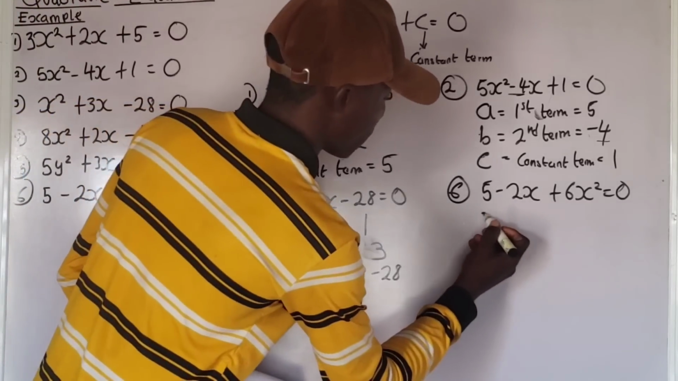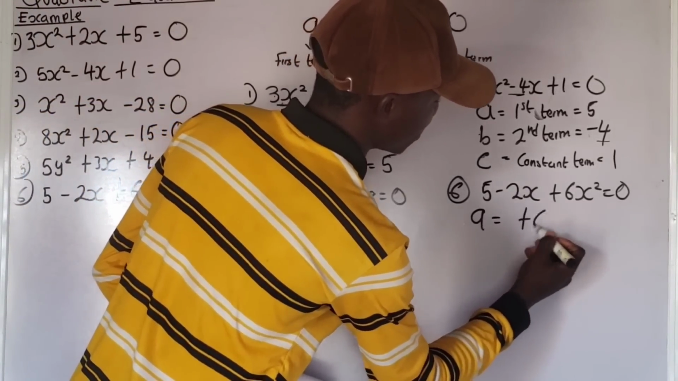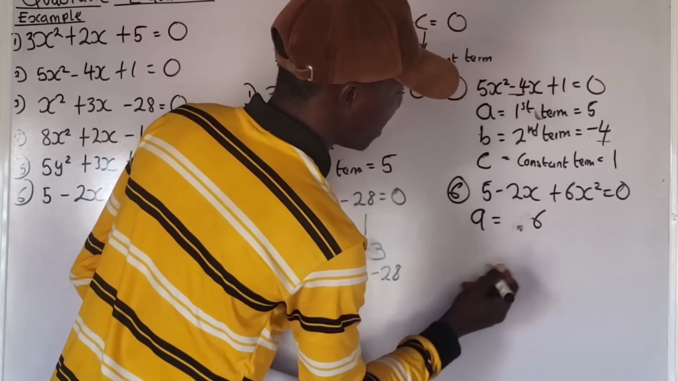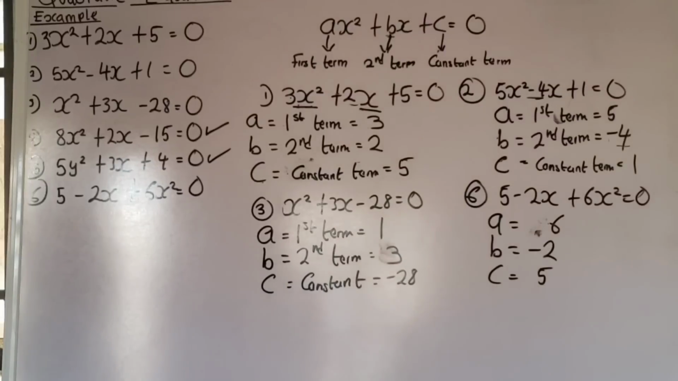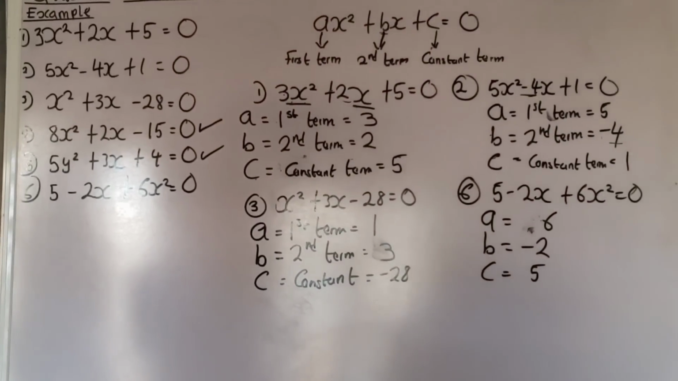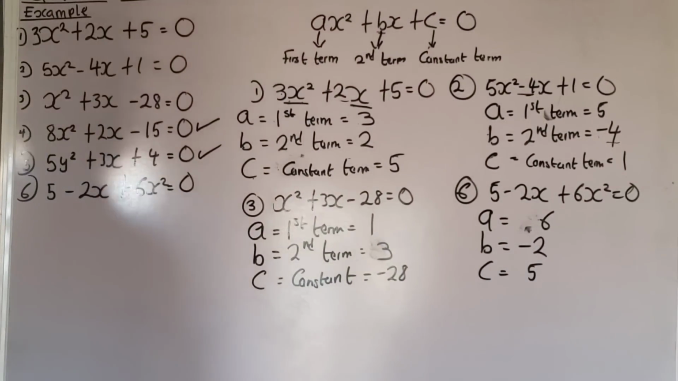You understand? So, the first term, a equals to what? Plus 6. And it's also the same thing as 6. You can leave it like that. B equals to what? Negative 2. And C equals to what? 5.